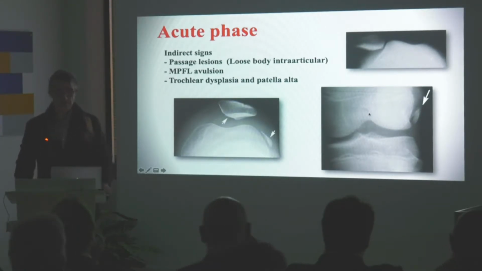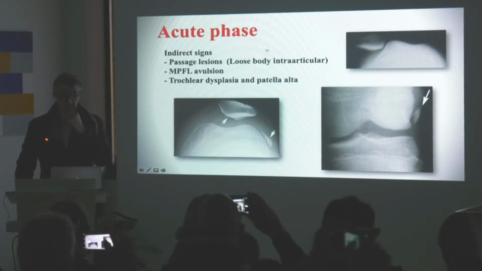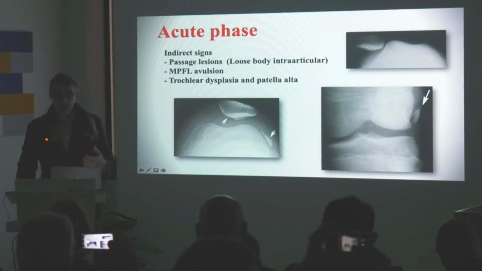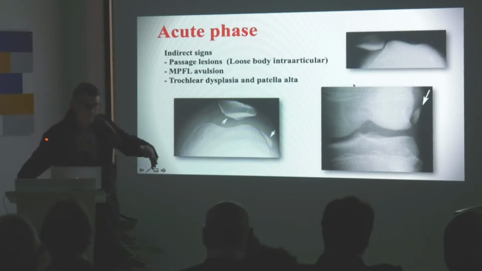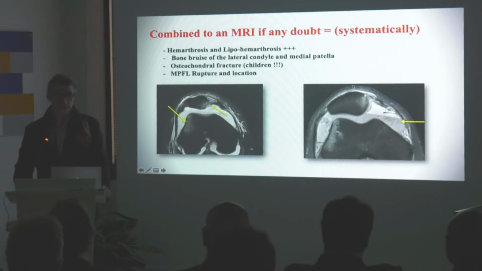At the acute phases, what to look at on the X-rays? Loose body, intra-articular, you have to find some small fractures like that. You will see the MPFL avulsion sometimes. And of course, you are able to look at the trochlear dysplasia and the patella alta. So measure it and ask for good X-rays, not X-rays in torsion and rotation. Ask for good X-rays and push your radiologist to do some good X-rays.